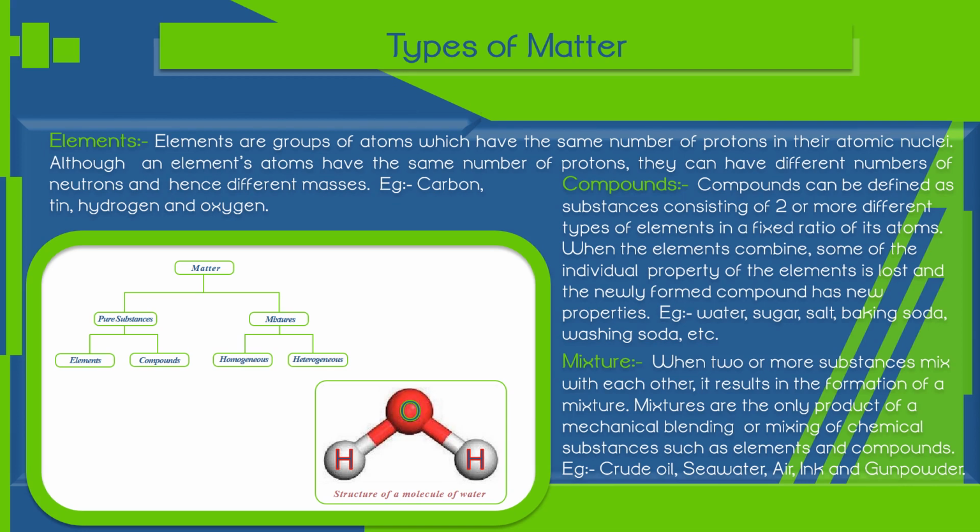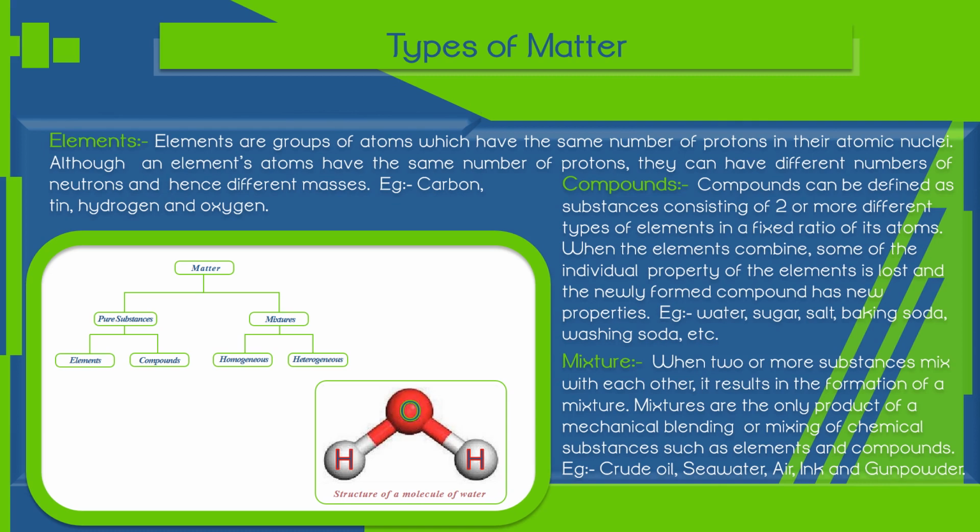First one, element. What is an element? Elements are a group of atoms which have the same number of protons in their atomic nuclei. Although an element's atoms have the same number of protons, they can have different numbers of neutrons and hence different masses. For example, carbon, tin, hydrogen and oxygen.